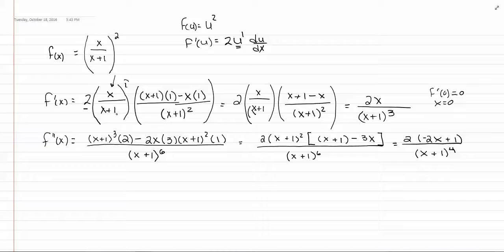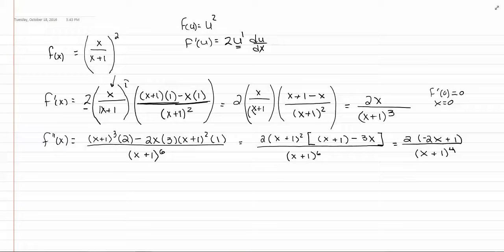The quotient rule says bottom times the derivative of the top, which is 1, minus the top times the derivative of the bottom. So again, the derivative of x is 1, the derivative of 1 is 0, all divided by the bottom squared. So take (x plus 1) quantity squared.